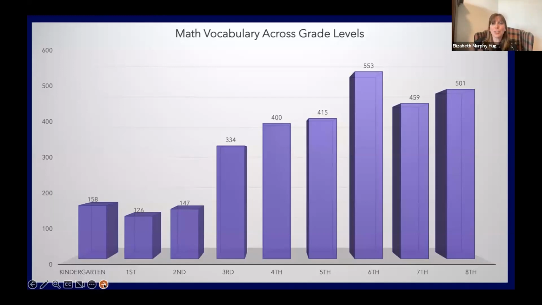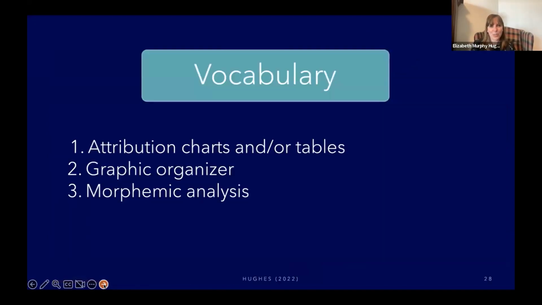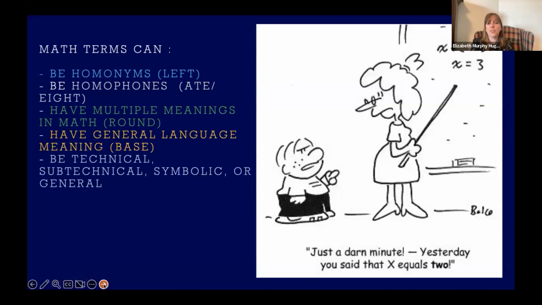And that makes sense because we have so much vocabulary. Again, this probably reflects, if you were in Sarah's presentation, she talked about that. And the importance of clear and concise mathematical language is super important. So how do we support vocabulary? We can do this through writing. And I know some of you said you did attribution charts and tables. This is the first one that I will be sharing.